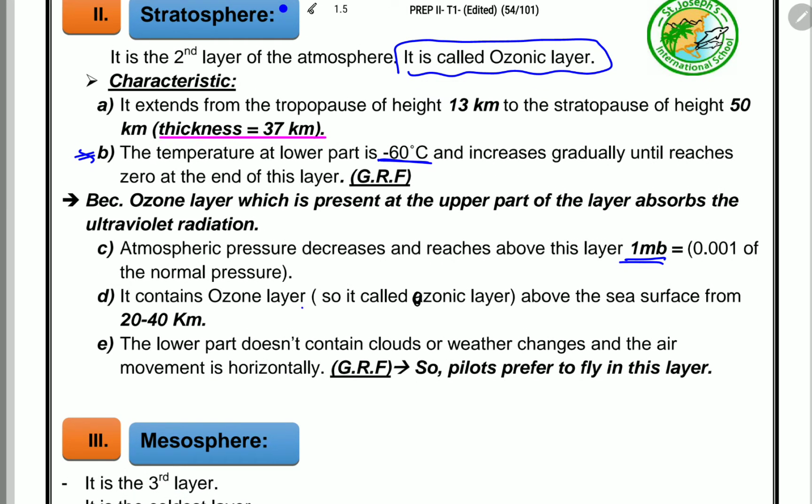It contains the ozone layer. That's why we named it the ozonic layer, and it's found at a height from 20 to 40 kilometers. And the lower part doesn't contain any clouds or weather. That's why the air movement is horizontal, and that's why the pilots prefer to fly in this layer.